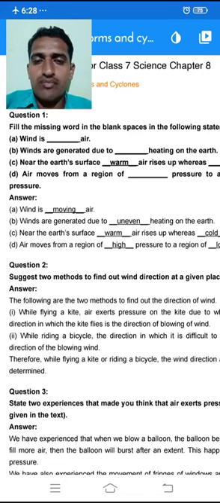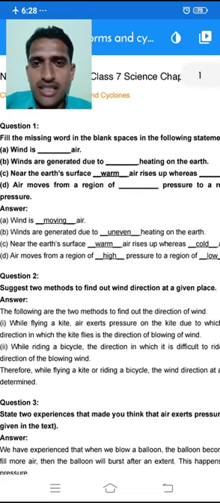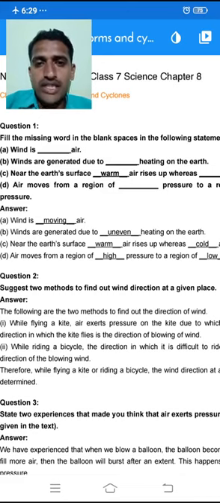The second question is, winds are generated due to the dash heating on the earth. Due to which heating on the earth are the winds generated? Winds are generated due to the uneven heating on the earth. Uneven heating means the heating of different regions of the earth will not be the same. It may differ on the seaside, on the land side, in the equatorial region, or in the polar region. So uneven heating leads to the generation of winds.